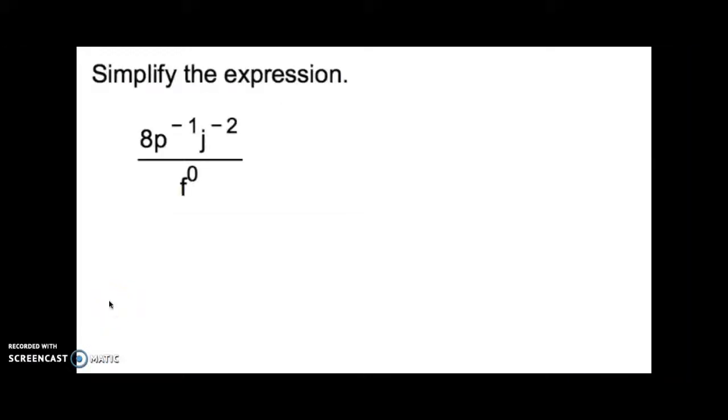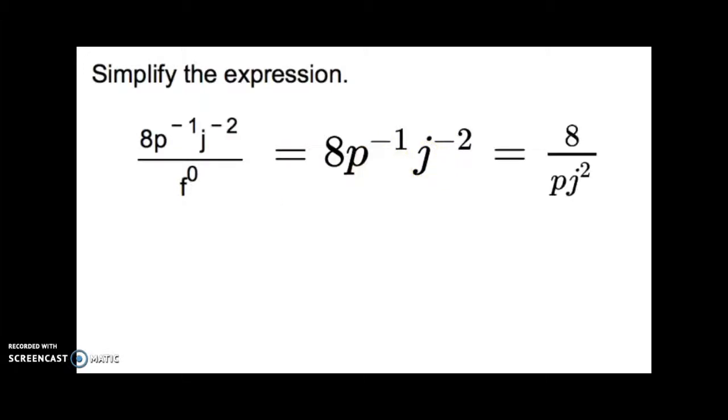So I have 8p to the negative 1st power, j to the negative 2nd power, all over f to the 0 power. The first thing I look at and notice is the f to the 0 power. That becomes 1 because anything to the 0 power aside from 0 is going to be 1. So if this is all over 1, I'll just have 8p to the negative 1 power, j to the negative 2 power. So now I notice the p has a negative exponent and the j has a negative exponent. The 8 doesn't. So I'm going to move the p and j and put it underneath 8. So I have 8 over p to the first power, which we don't write 1, we just leave it as p, and then j to the positive 2, and then that's going to be my answer.